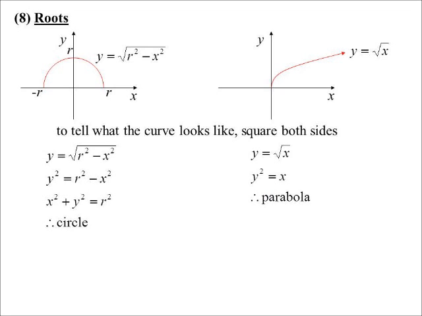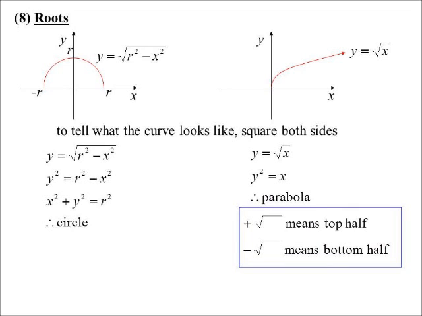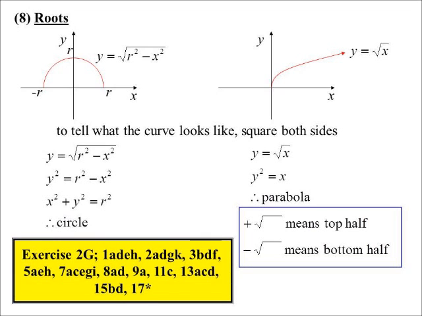With our parabola, similar thing. Square both sides, I get y squared equals x. Oh, okay, so as a parabola, again, positive square root, I must have had the top half of the parabola. So positive square root's the top half, negative square root's the bottom half. Okay, 2G.